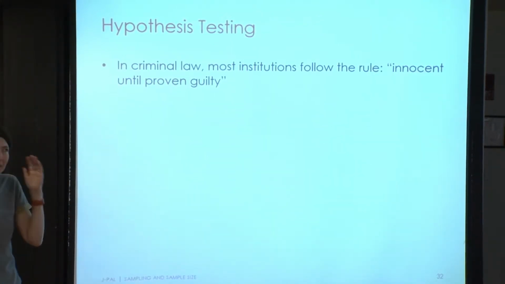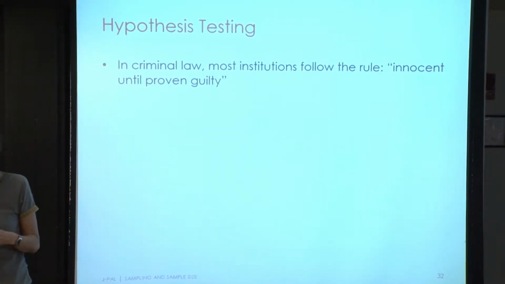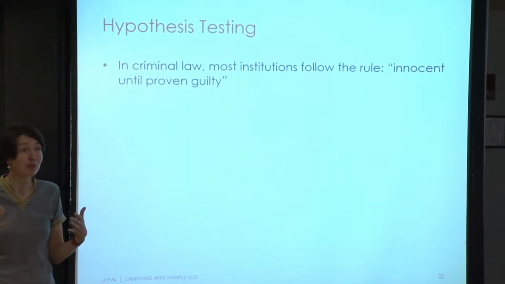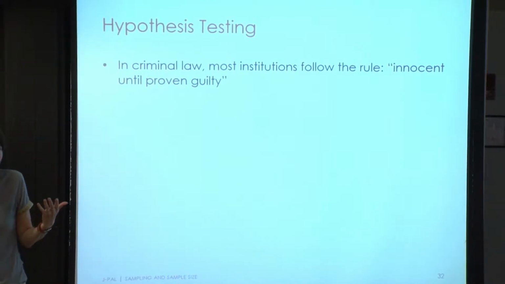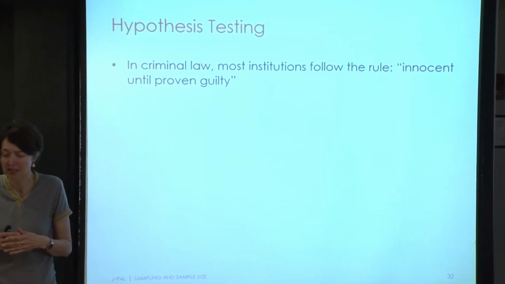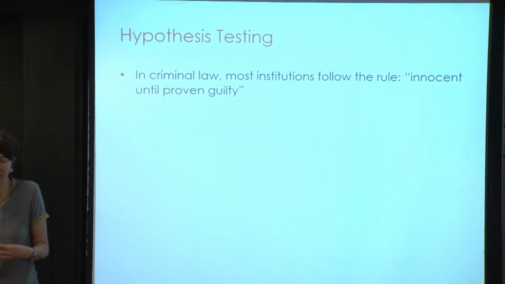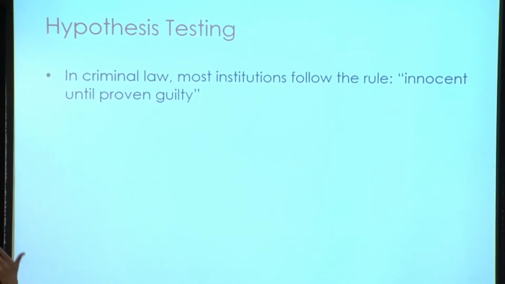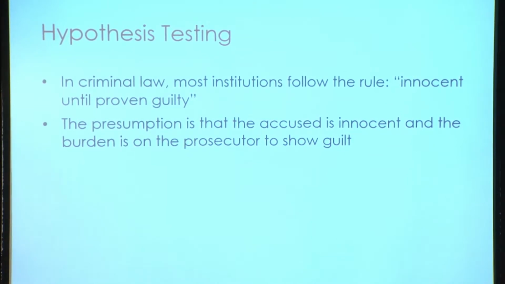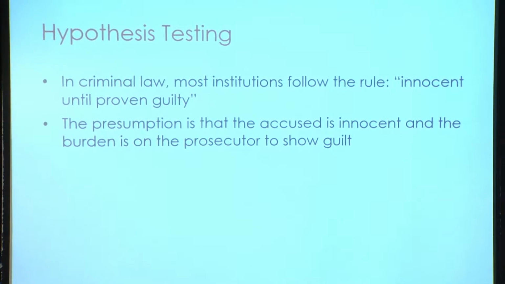OK, so why do we put a high level of proof before we rule out the null hypothesis? In a sense it's similar to what we do in criminal law, where we say you have to prove that someone is guilty, and we assume that they're innocent unless you prove that they're guilty. It's similar in statistics: the presumption is on the null hypothesis, the presumption is on innocence, and the burden is on the prosecutor to show guilt.